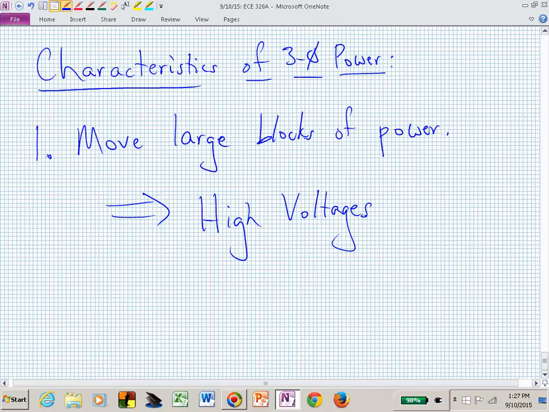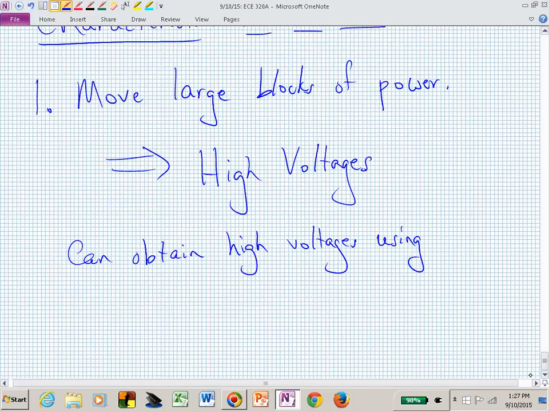And the nice thing is that we can obtain high voltages using these things that have a bunch of coils of wire, which are transformers.